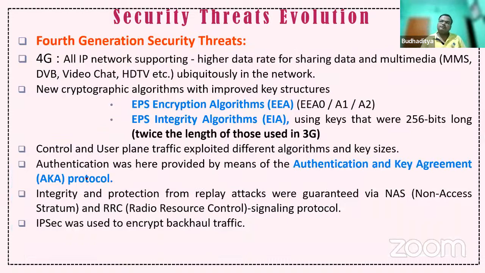So keeping that in mind, when the fourth generation came in, they adopted two crucial cryptographic techniques. One was the EPS encryption algorithm, which has different flavors like EEA0, EEA1, EEA2. The other one is called the EPS integrity algorithm, which we call EIA. This was primarily done on the basis that the key size was increased. You can see that a 256-bit key size was used, because the more bits in the key, the more combinations of keys we can generate per user.